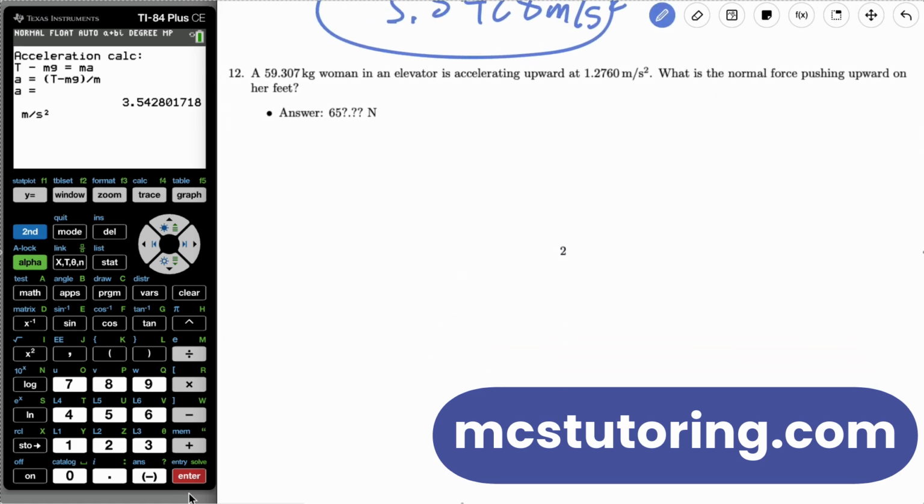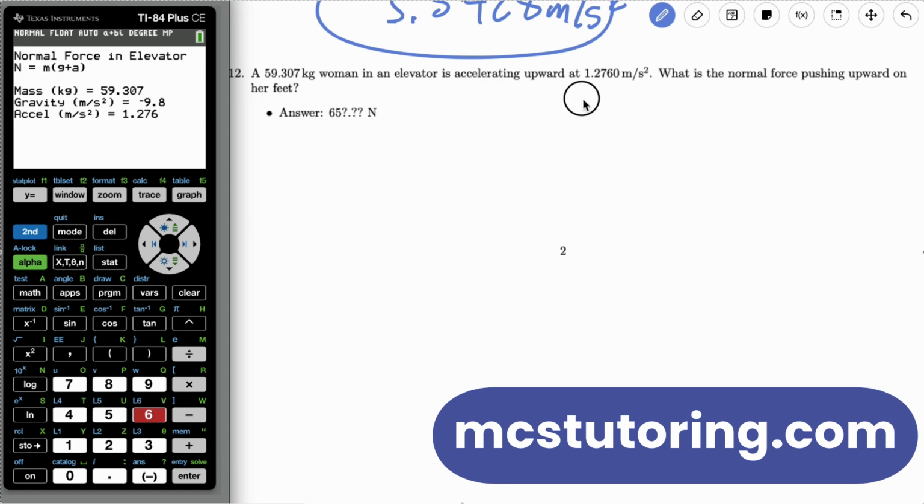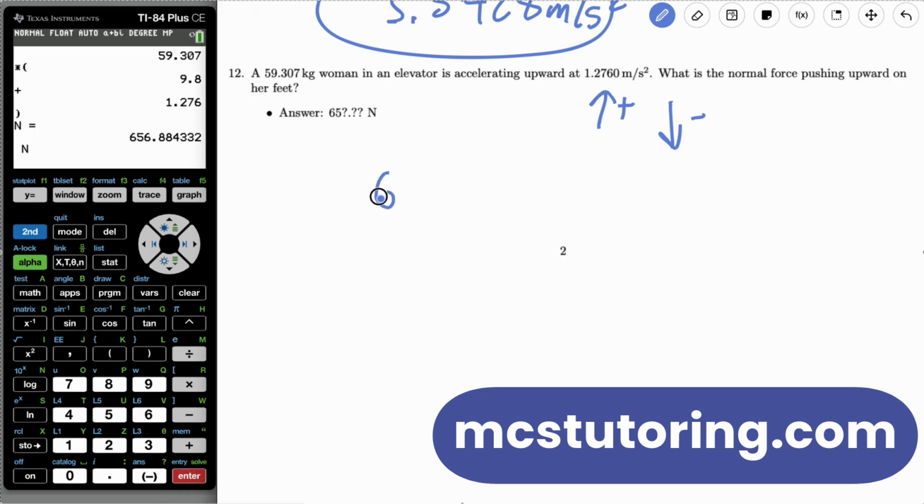Okay, good. Now, this one, normal force, I'm assuming is an elevator. The mass, 59.307. The gravity, again, we're going to do negative 9.8. I might have messed up in the program. If you start getting I's as answers, blame me. Acceleration is 1.276. Accelerating upward, so upward is positive, downward is negative, just so you understand why the force of gravity is negative. So 656.88, because the trailing digit is a 4, we don't have to do anything to it, newtons.